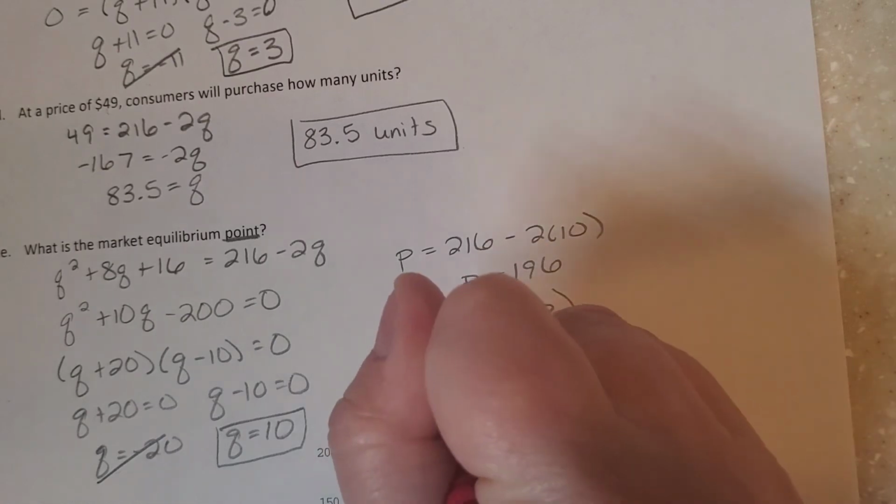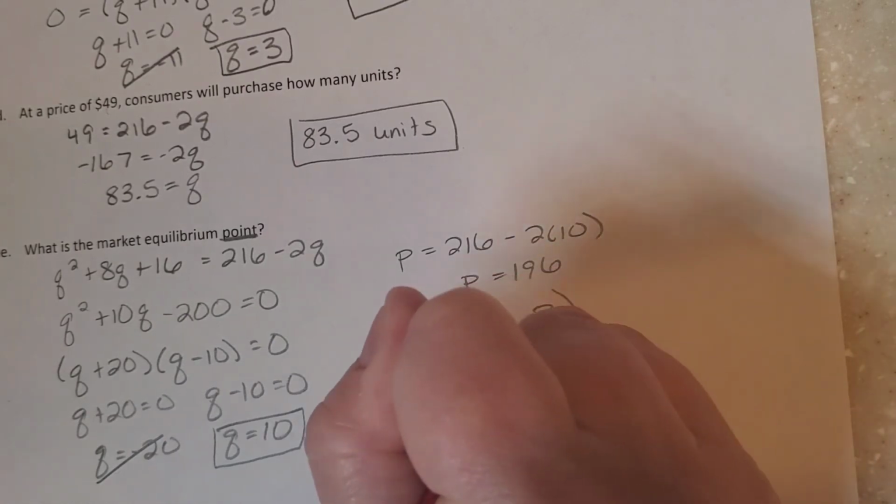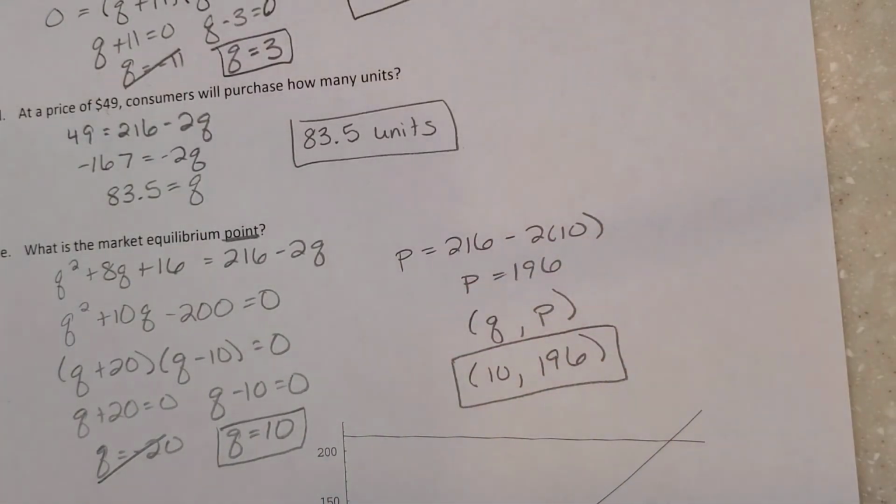And that tells us that at a price of $196, the manufacturers and the consumers are both willing to do 10 units. We're willing to purchase 10 units as consumers. They're willing to supply 10 units as manufacturers when the price is $196.